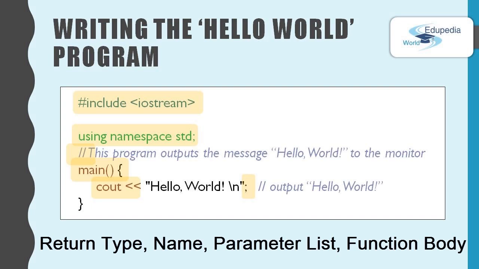Here we have avoided having a return type because this function doesn't return anything, and the name of this function is main, and also we don't have a parameter list. If we have a parameter list, we will include that inside of the parentheses. And in the function body, we have a cout statement.